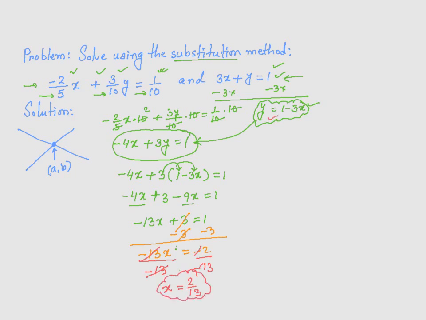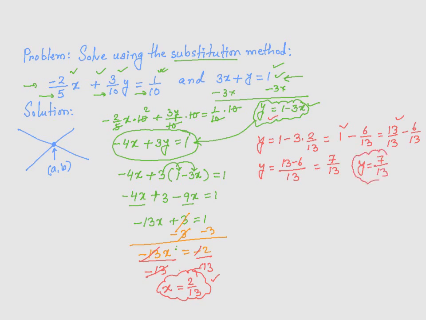Now to find y, I just plug this x value here. y is equal to 1 minus 3x. So 3 times, instead of x, I'm going to put this 2 over 13, which is 1 minus 3 times 2 is 6 over 13, and 1 is 13 over 13, right? Minus 6 over 13. I just did that to make the same denominator. So y is equal to 13 minus 6 over 13, or y is equal to 7 over 13. So my y is 7 over 13.